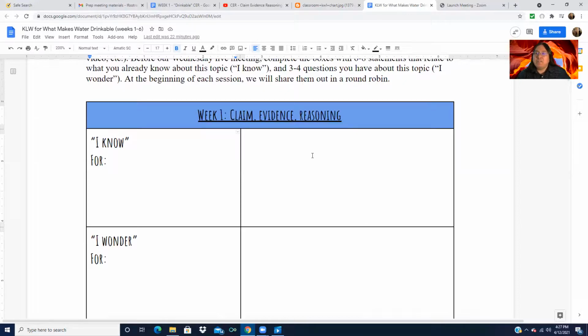You might talk about what you know about a claim. What do you know about evidence? You might talk about the relationship between the two. Is there a sequential order? You might talk about resources. There's just lots of things that you could share that you already know about claim evidence reasoning. And we'd love to hear what you know. Be prepared to share out on our live class meeting on Wednesday.